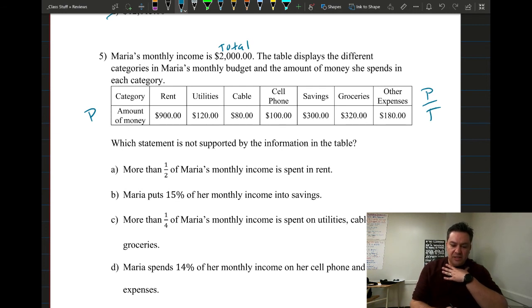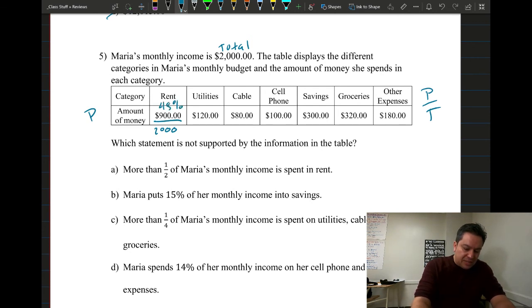So for instance, let's look at $900. That's going to be a little bit less than half, so it'll be 40-something%. The way you do that, if you're talking about rent, all you gotta do is this divided by 2,000. 900 divided by 2,000. The 900 goes inside, and you get 0.45, which is 45%. Okay. Now let's look at this. More than half of Maria's monthly income is spent in rent. 45%. Is that more than half? I don't think so. That's less than half.